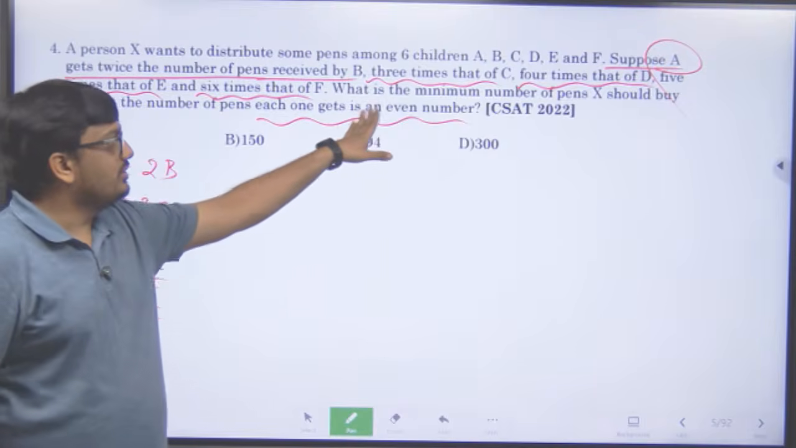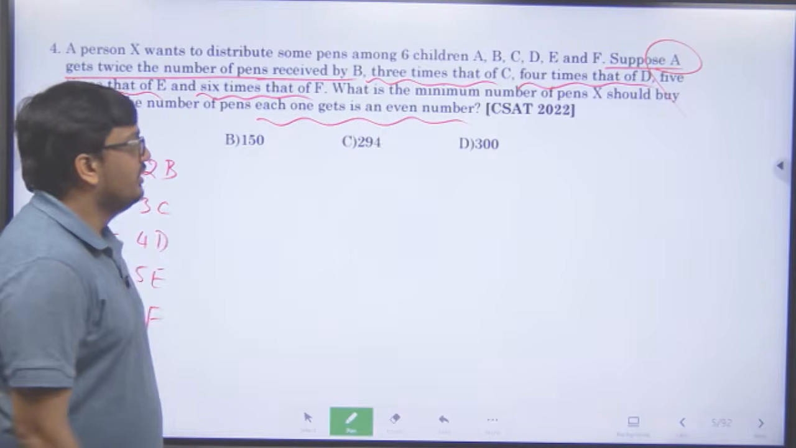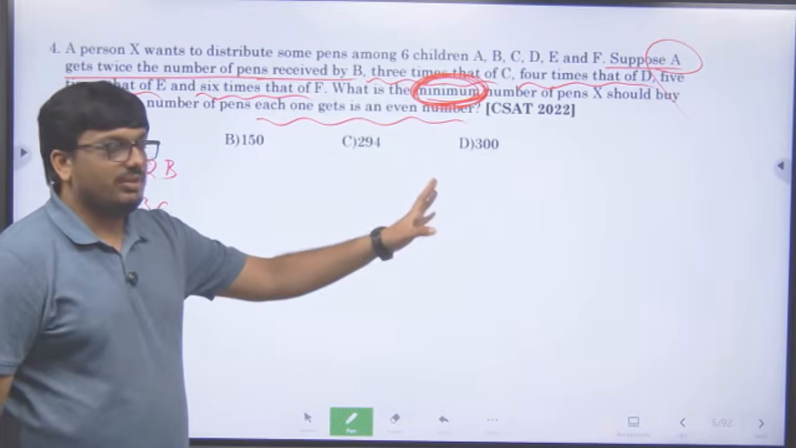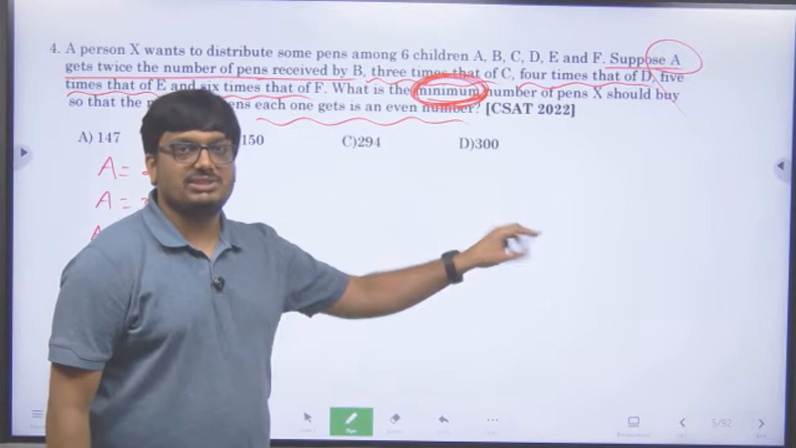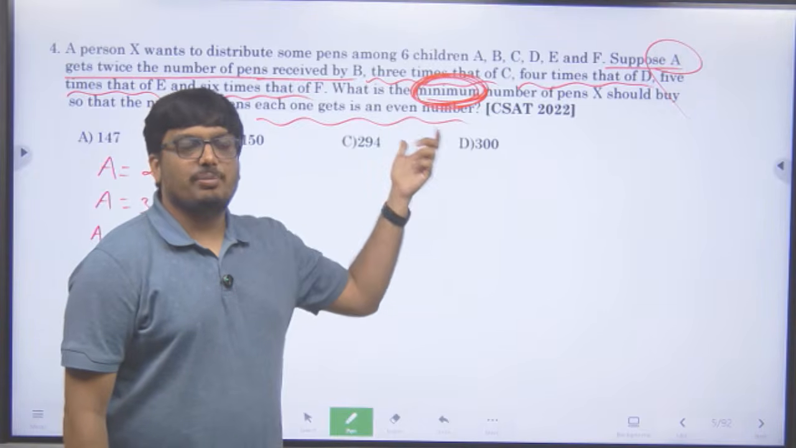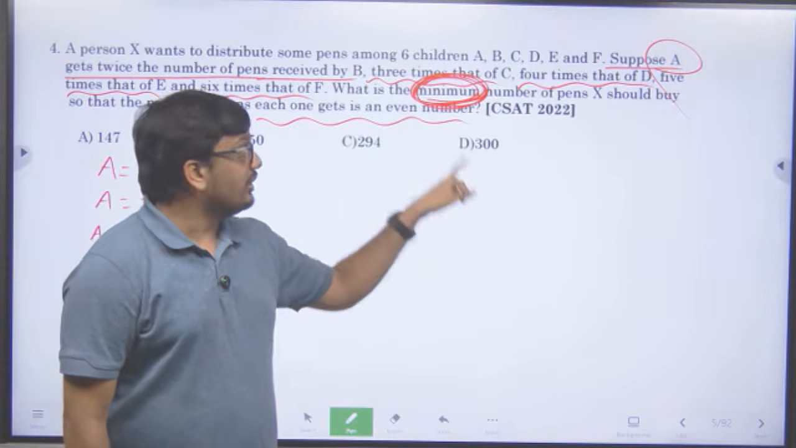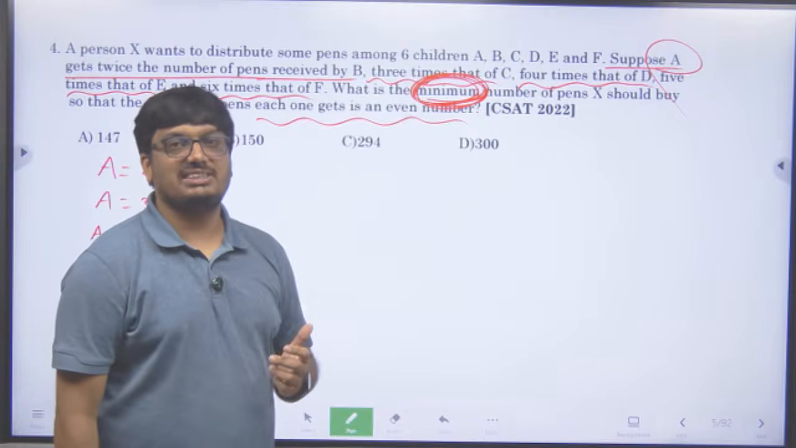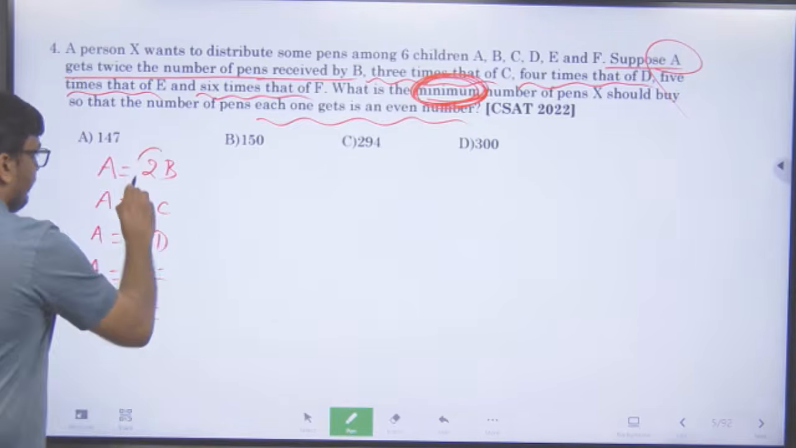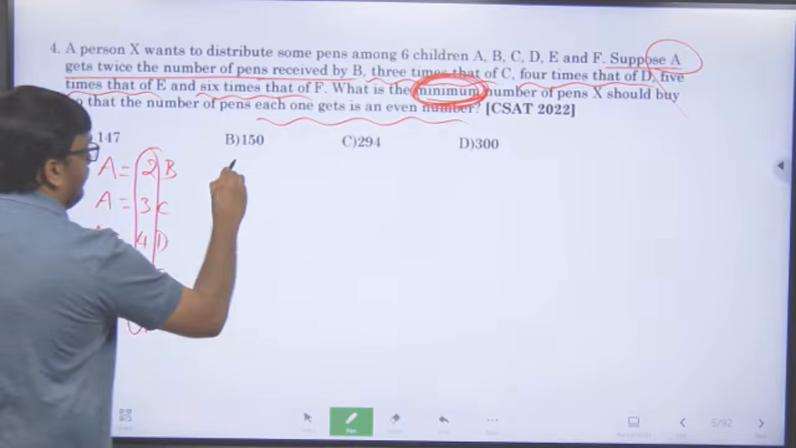What is the minimum number of pens X should buy so that the number of pens each one gets should be an even number? Listen here, there is a keyword: minimum. In number system, we know about HCF and LCM. HCF means highest common factor, LCM means least or lowest common multiple. If you see the keyword minimum, least, lowest, you should find LCM. If you see the keyword maximum, highest, greatest, you should find HCF. These are the keywords. Just find the LCM of these numbers.